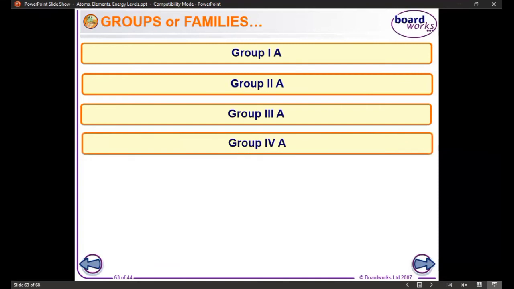And then we have group 4A. These are called the carbon group. Members of this group have 4 valence electrons. Carbon is unique among the elements because of its ability to combine with itself and other elements to form an almost limitless number of compounds. So when we are talking about organic substances, carbon is included.